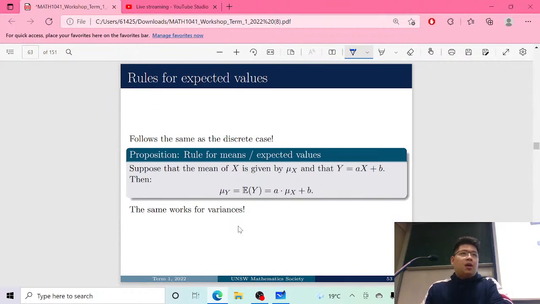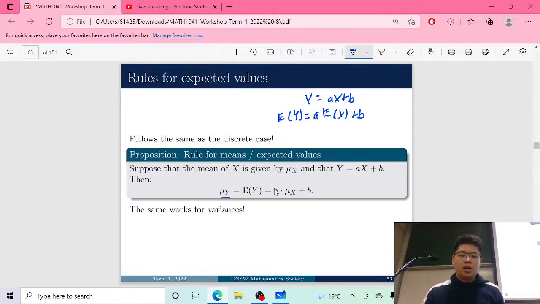Before we go into the whole continuous random variable and an example, I just want to say that the expected value rules as well as the variance rules that we learned before hold the same for continuous random variables. So it's not any different here. Recall just now that we had E of Y equals aE[X] plus b, in the case of discrete random variables. Well, it turns out that if X and Y are continuous random variables, the same formula holds.